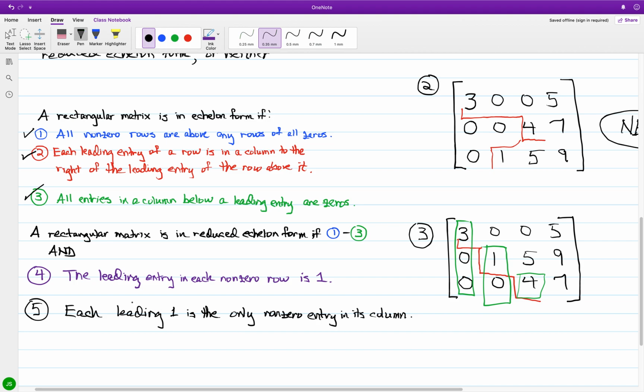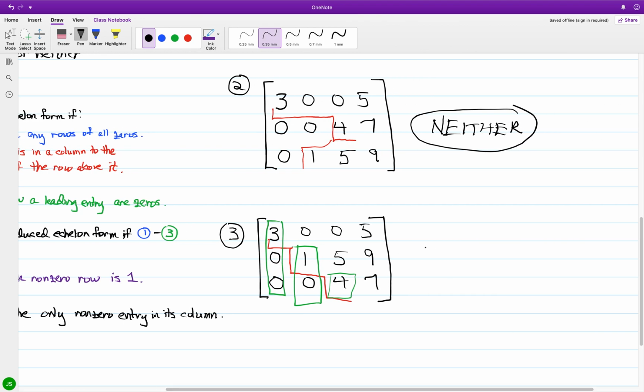And fourth, the leading entry in each non-zero row is going to be 1. So the fourth and fifth cases we will strike out. So for this particular part, this is going to be echelon form.